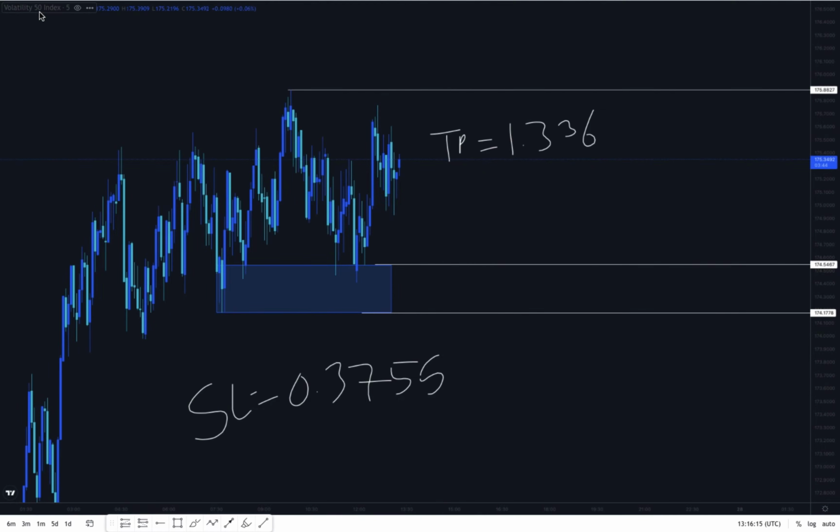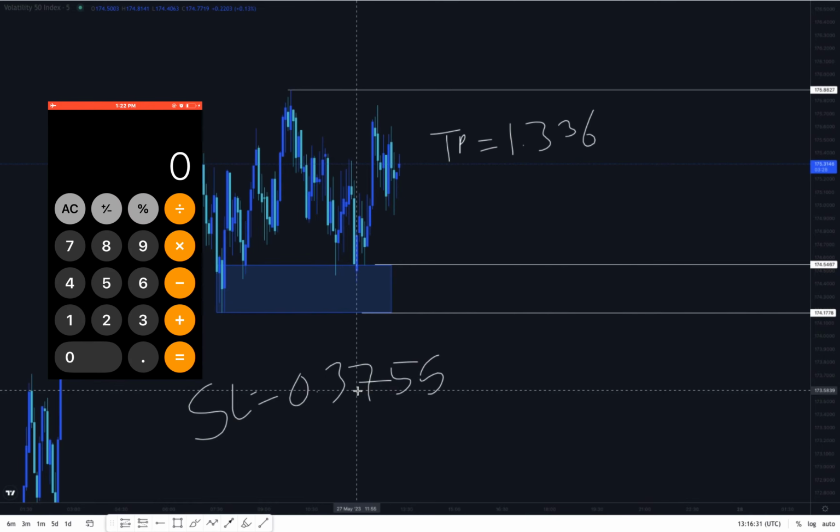So for this Volatility 50 Index, the minimum lot size is 3. So let's first calculate the stop loss, because you have to know your risk before your reward. Our pips count, and the formula we have set, is the pips times the lot size. Our pips for the stop loss is 0.3755, then times the minimum lot size for Volatility 50, which is 3.